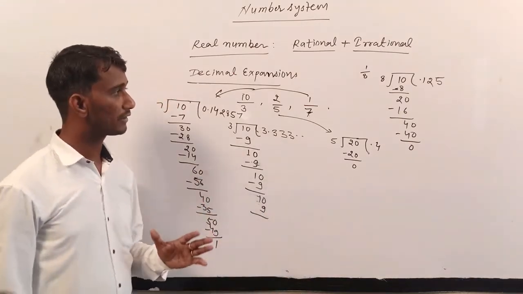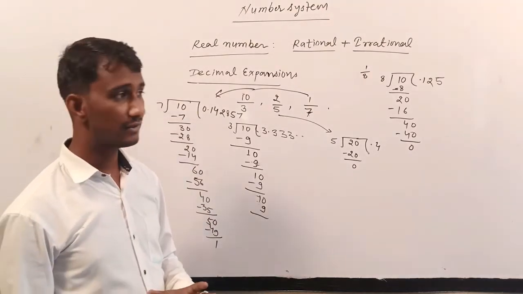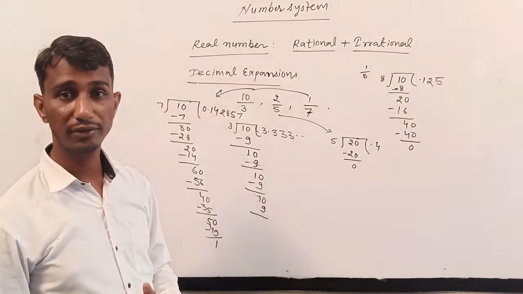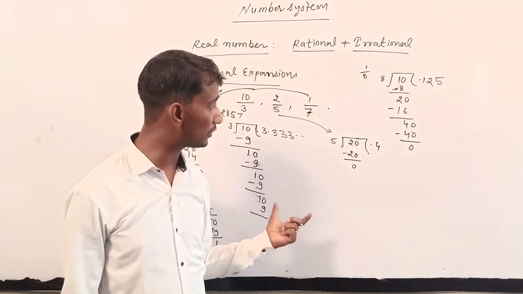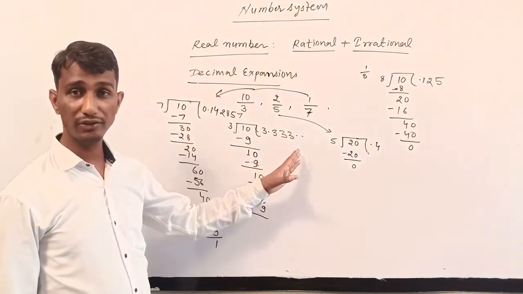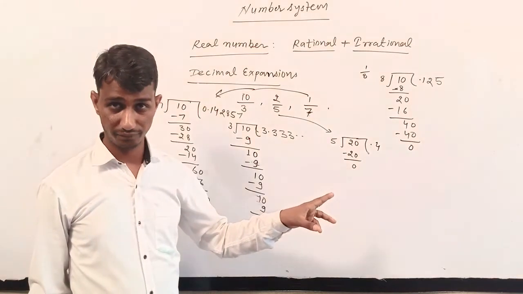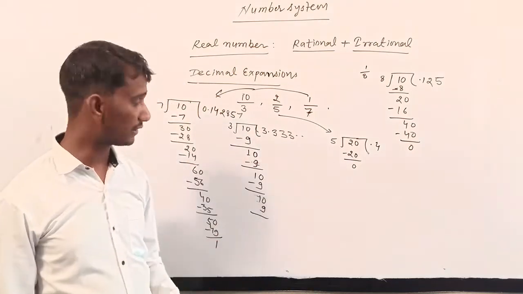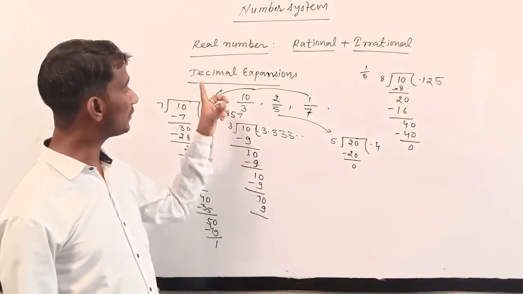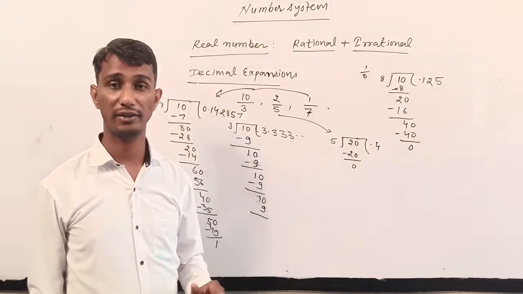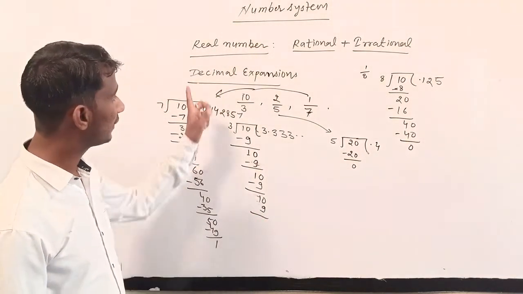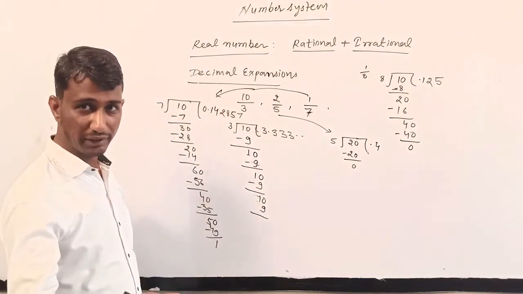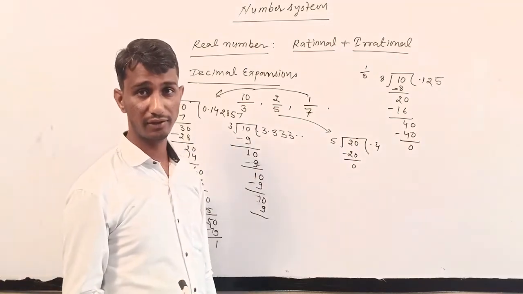Okay. And if we never get remainder 0, then what do we do? If the remainder is not getting 0, it means division is not completed, so this type of decimal expression is called non-terminating. But if division is not completed and digits are repeated, it is included as well.